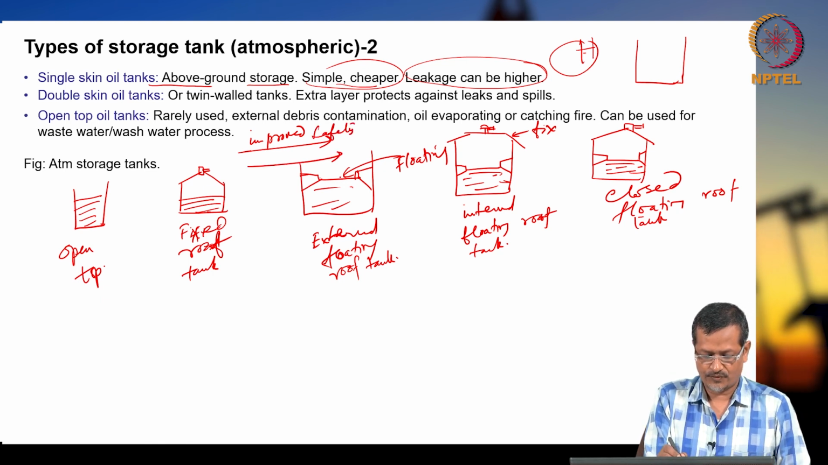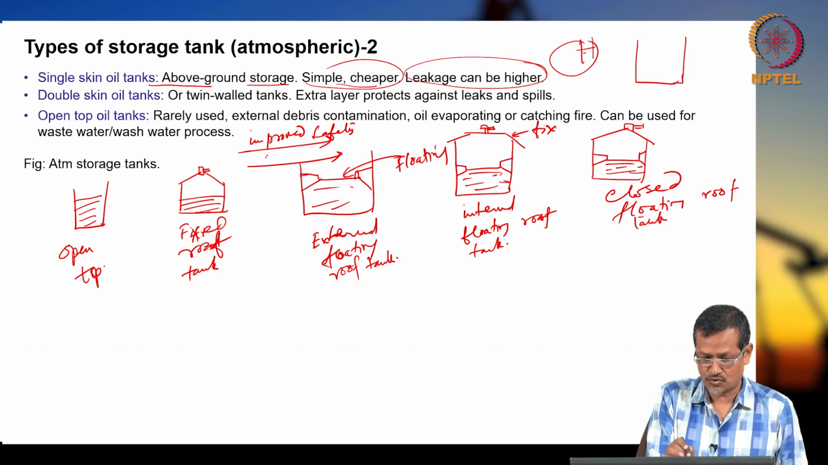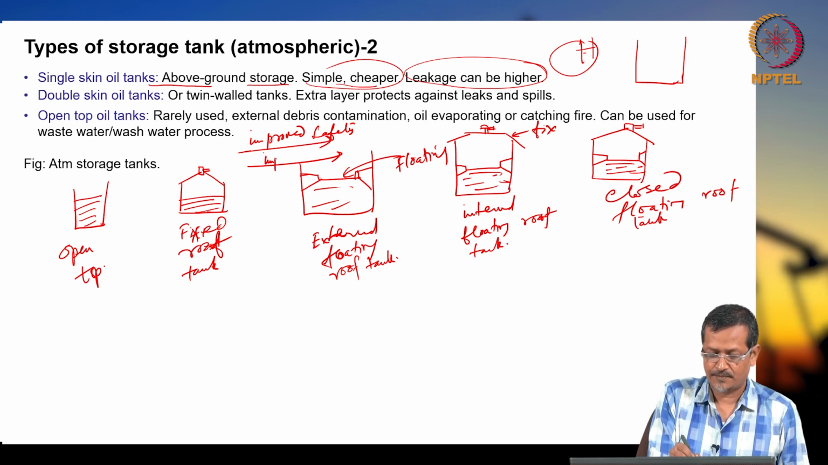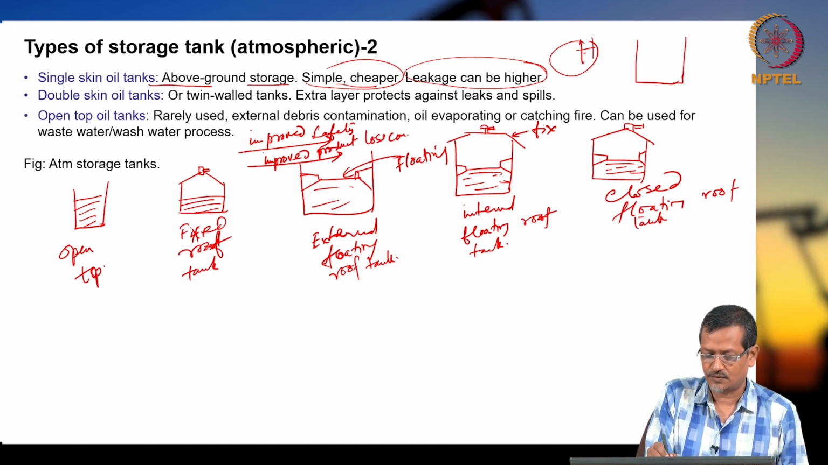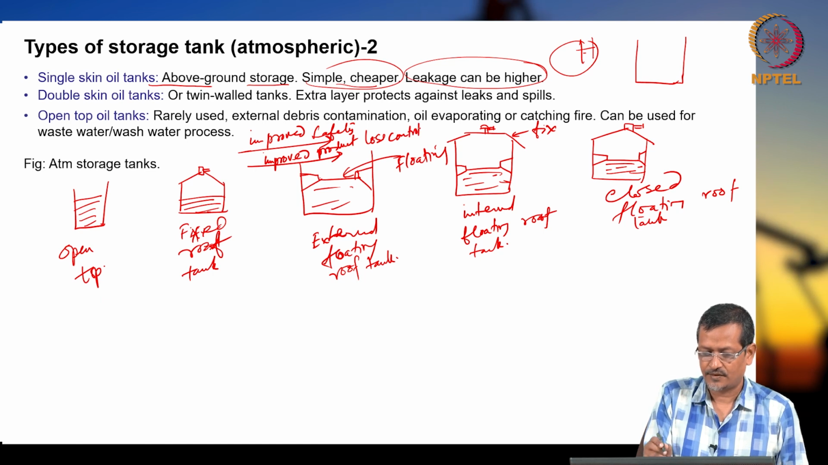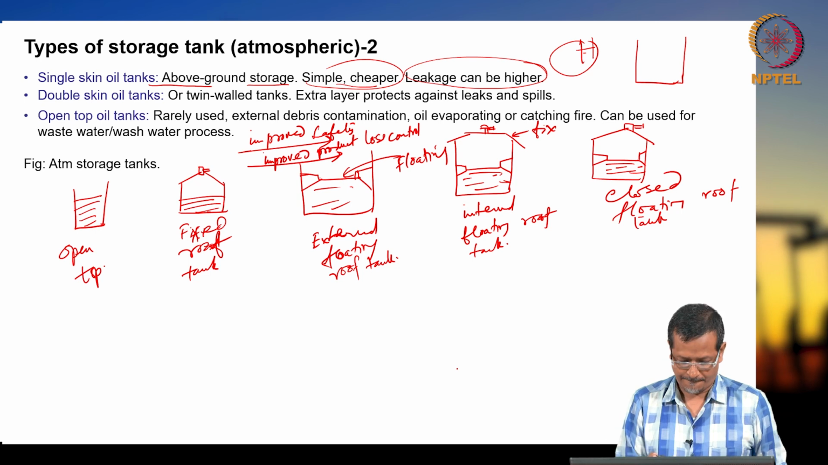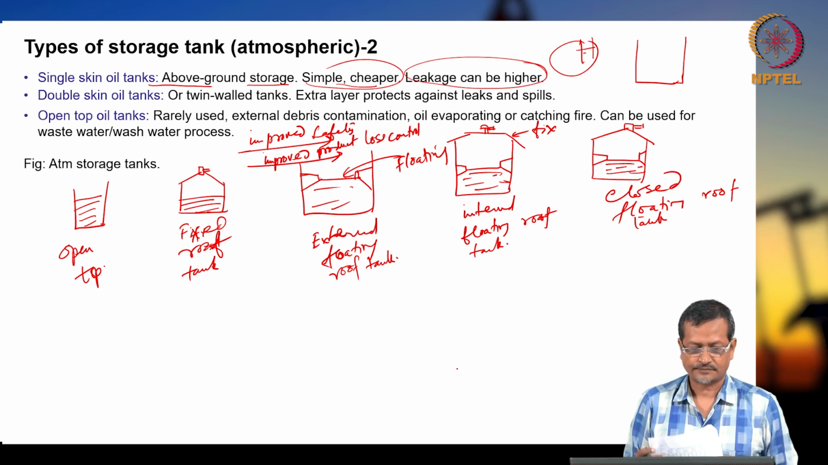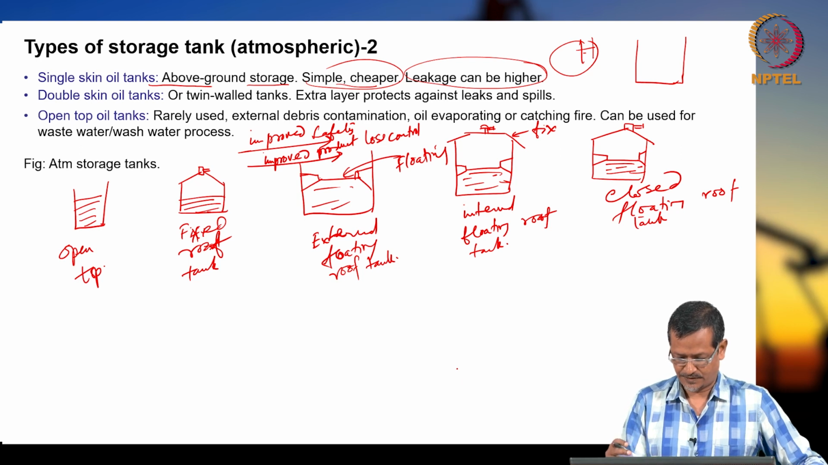And safety wise, if you go from left to right, safety improves, and product loss control improves. So, product loss will be lower if you go to the right side, okay. Anyway, I will give this material if you like.